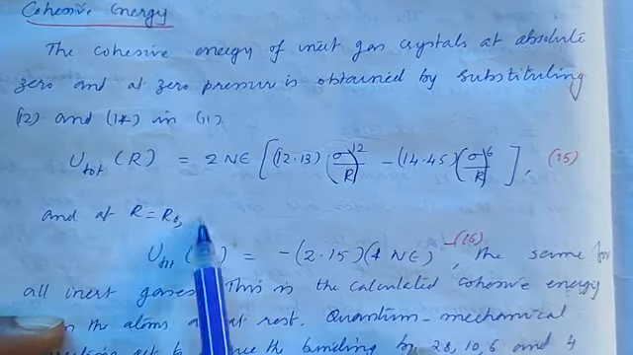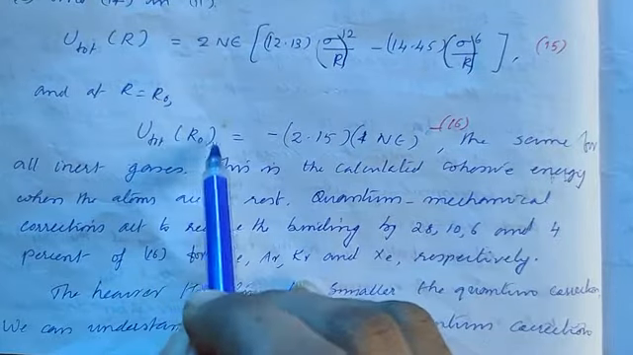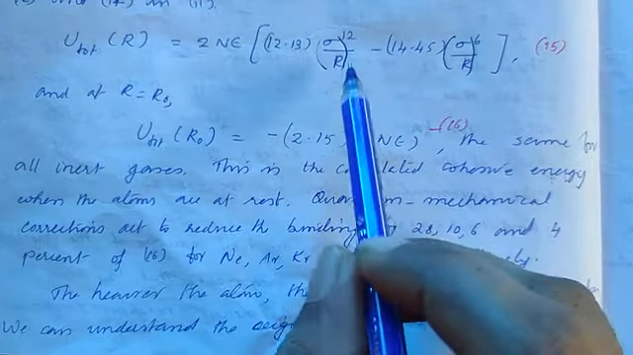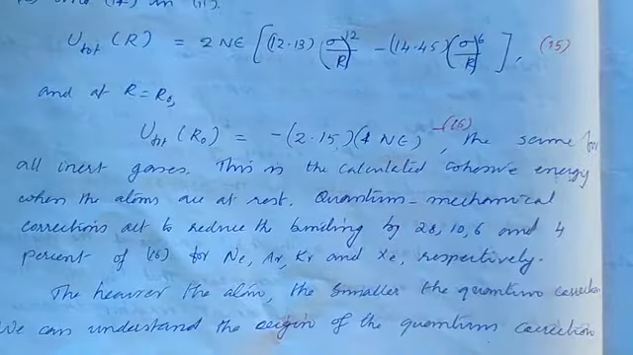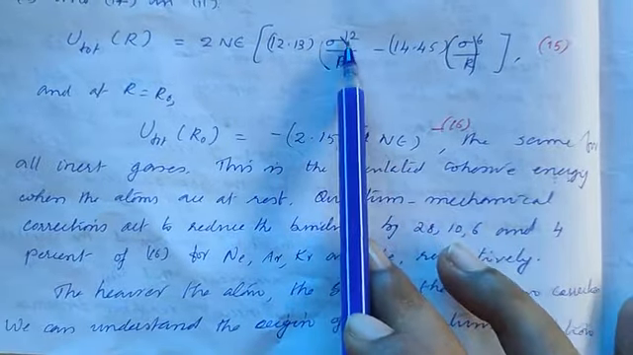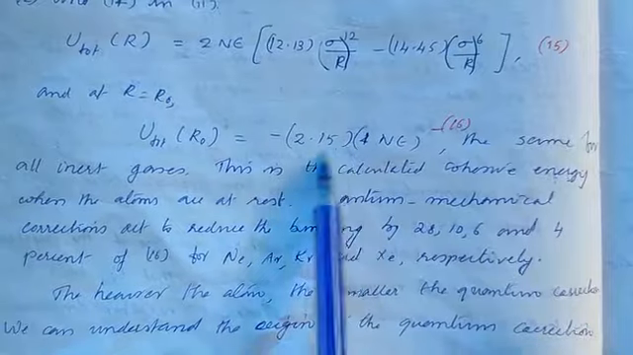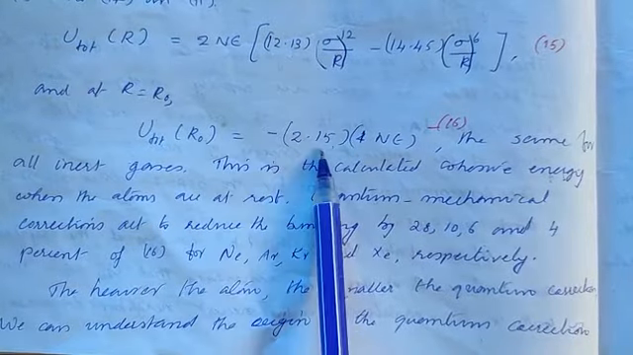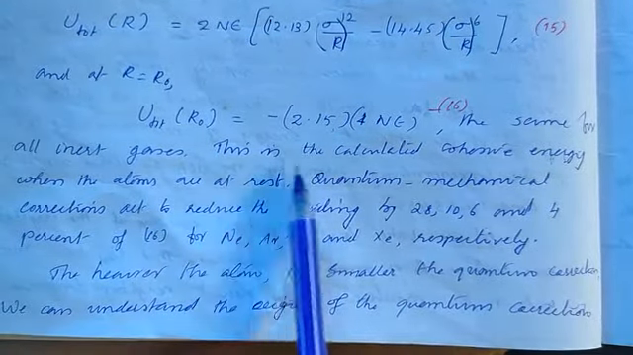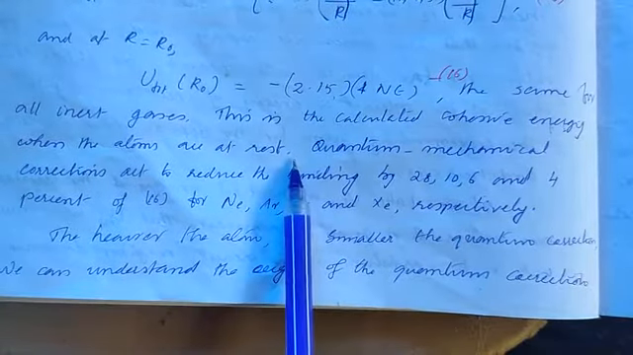And when we put the condition r equal to r0, that is the equilibrium separation, then U total at r0 is obtained like this, minus 2.15. So we can substitute 1.09, with the power minus 12, because r0 by sigma is 1.09. So we get U total at equilibrium as minus 2.15 into 4N epsilon, the same for all inert gases. This is the calculated cohesive energy when the atoms are at rest.